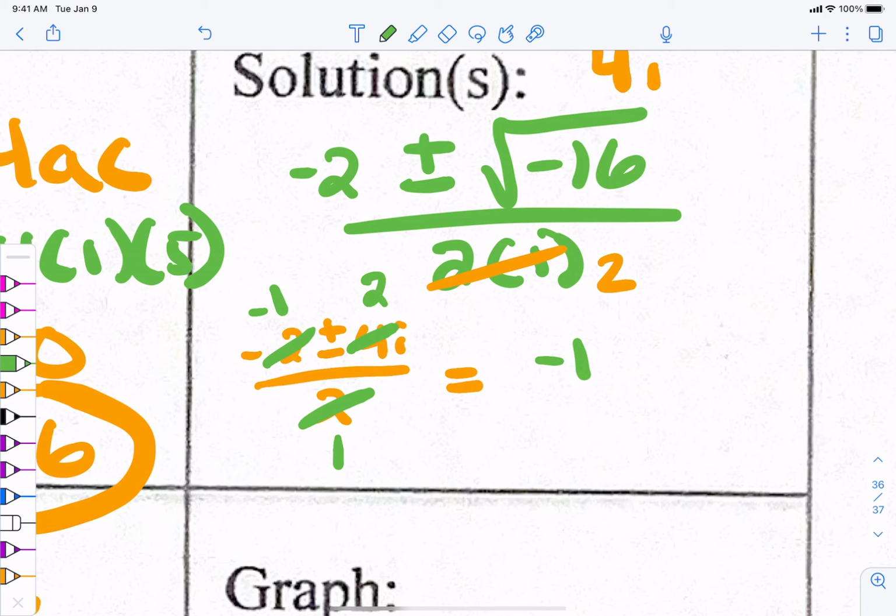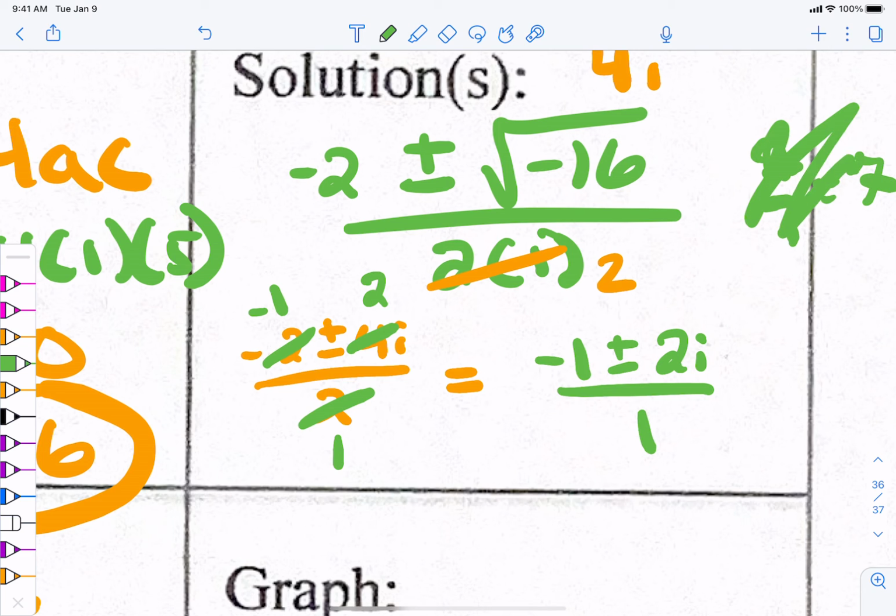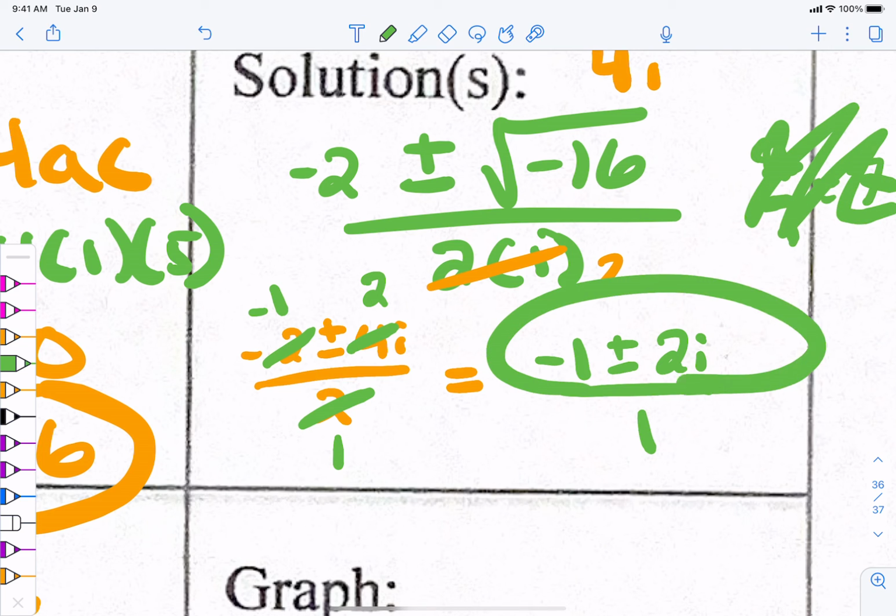So I have negative 1 plus and minus 2i all over 1, but the 1 cancels out. Do you need the 1 on the bottom? No, it's like having a whole number, like 7 over 1, that's just 7, right? So we don't need to have the 1 on the bottom. We can just write our answer like that. Negative 1 plus and minus 2i, right?